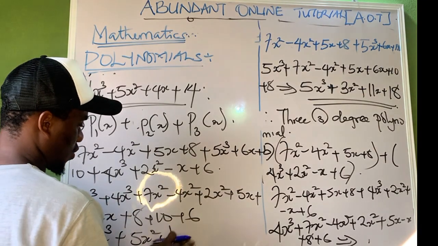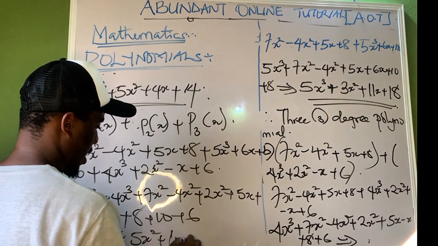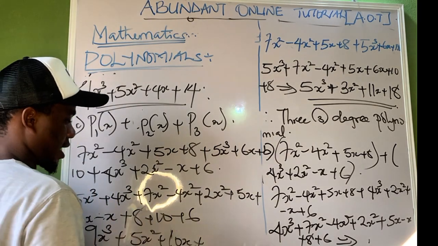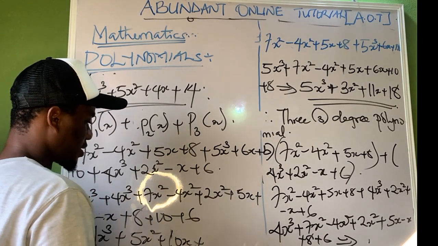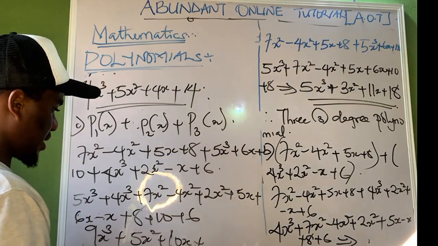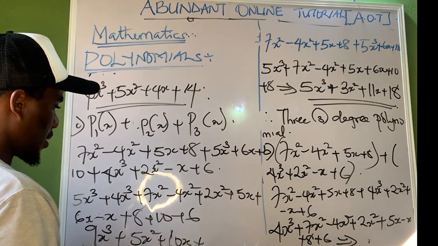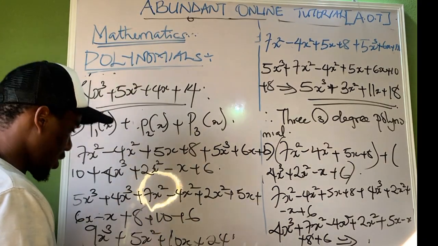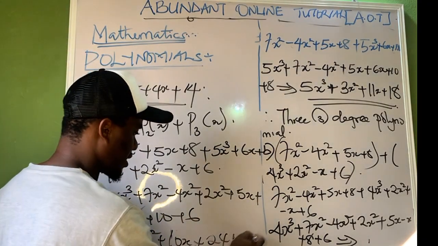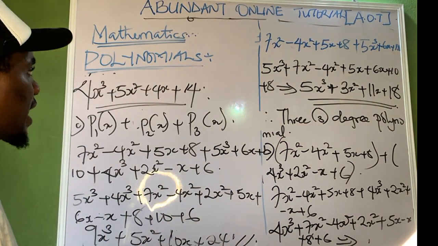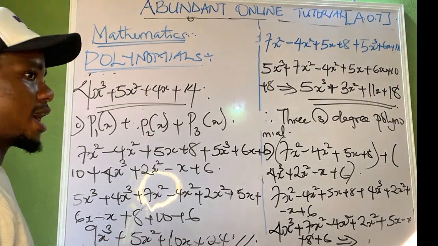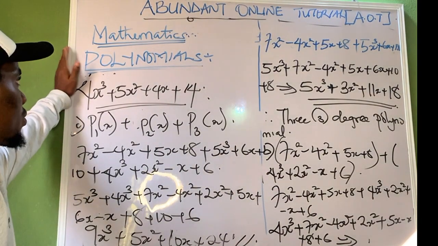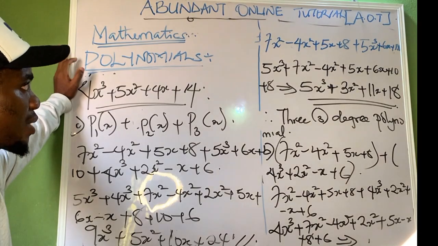I have minus x here. So this will now give me 10x. I now have plus, then 10 plus 8 is 18. 18 plus 6 will be 24. That will be 24, and this is our final answer. And this is the end of the addition of polynomials. We are going to proceed.